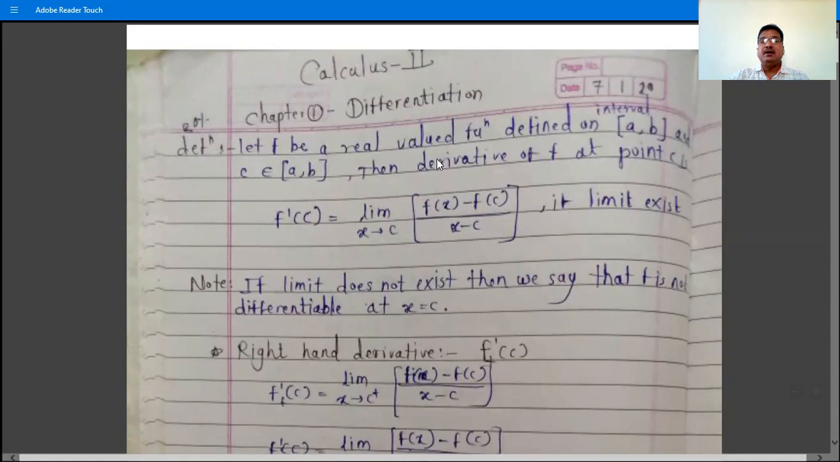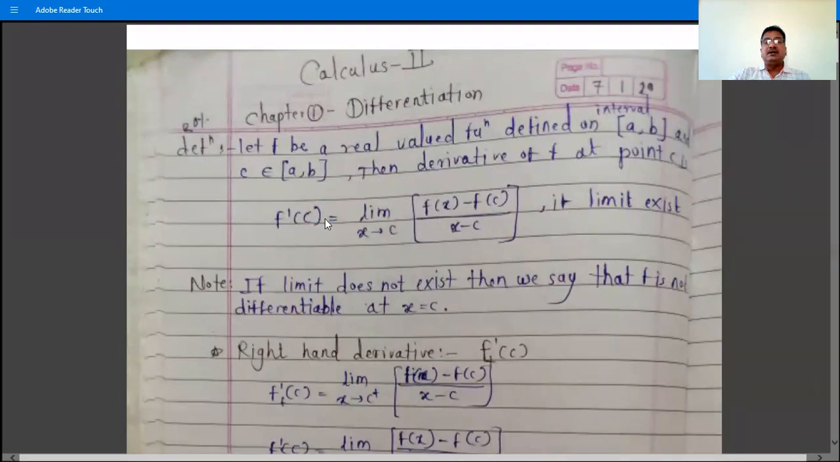Let f be a real valued function defined on the interval (a, b), and c is a point of (a, b). Then the derivative of f at the point c, f dash c, is the limit as x tends to c of f of x minus f of c divided by x minus c. This chapter, differentiation, is already in your 12th science syllabus.